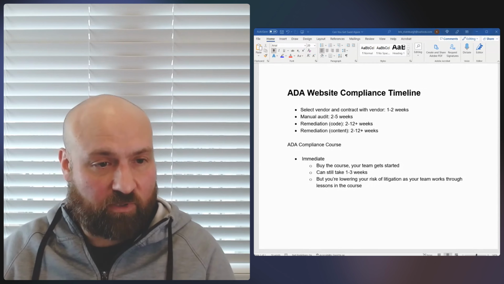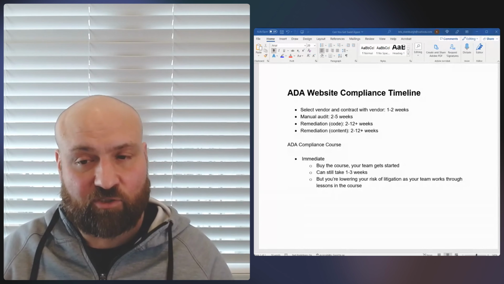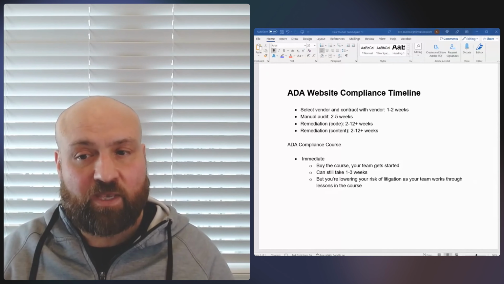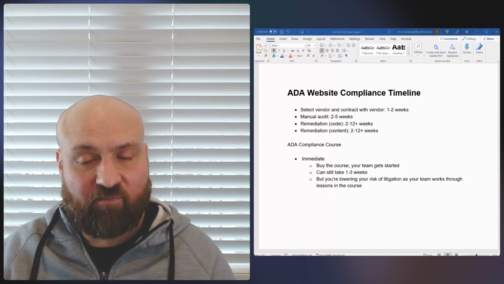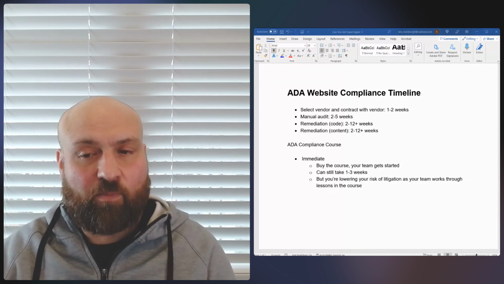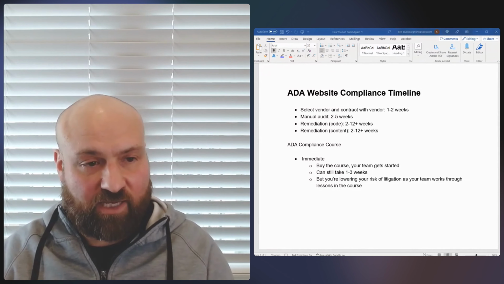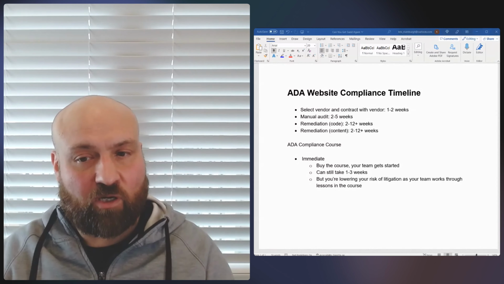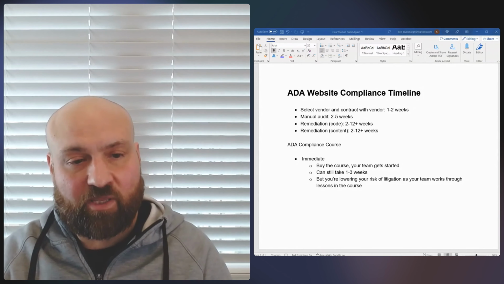The audit will only find the issues and list them out for you, but then you need to take action and fix those issues. So the remediation process for the code, I have down as 2 to 12 plus weeks. And then I have the same for the content. What you need to know about remediation is you're going to fix the accessibility issues during this stage, but you're likely going to have a developer working on the code and then someone like a content editor working on the content. So what would be the content?